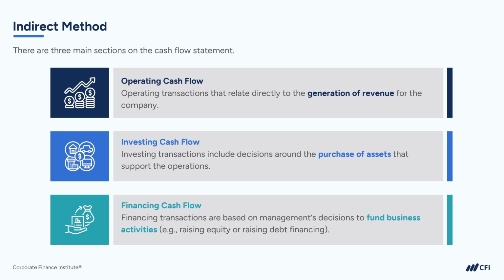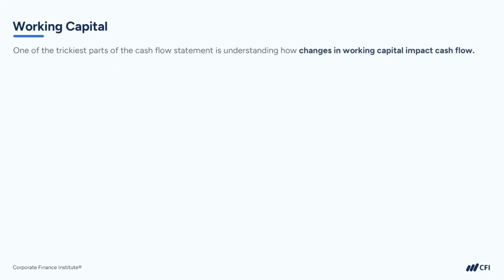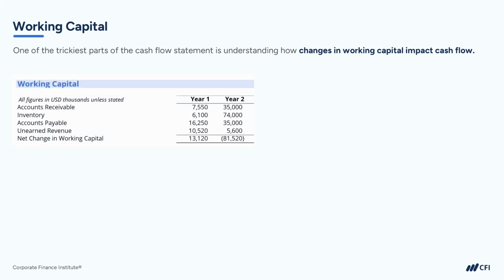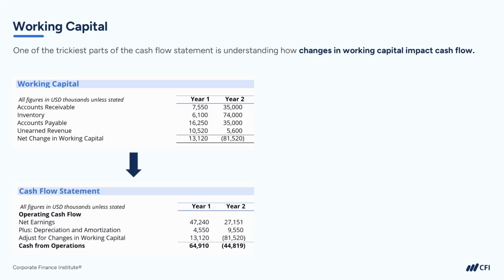We'll start with cash from operations. Recall that the operating cash flow section starts with net income, and then we make adjustments for non-cash items like depreciation and changes in working capital. Remember changes like accounts receivable, inventory, and accounts payable. One of the trickiest parts, from my experience, as it relates to the operating section of the cash flow statement is really understanding how changes in working capital, that's things like accounts receivable, inventory, accounts payable, and unearned revenue, impact cash flow. So for this reason, I want to walk you through this in some detail.